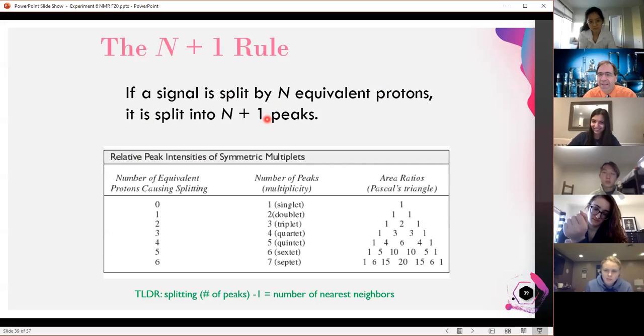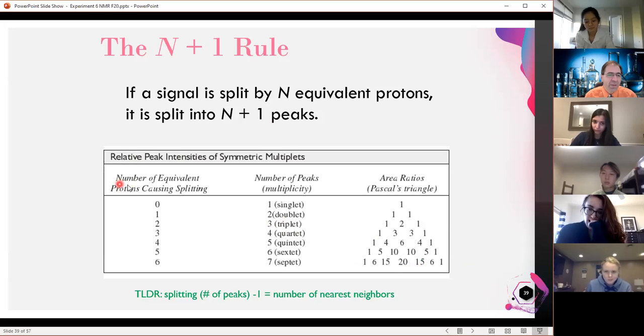Essentially, however many peaks you see it split into, you subtract 1 to tell you how many nearest neighbors there are. So 1 nearest neighbor gives you a doublet. It actually follows Pascal's triangle. It's real, it's not just math. I always love that. Pascal's triangle tells you the relative intensity of the peaks in the triplet or the quartet or something like that.